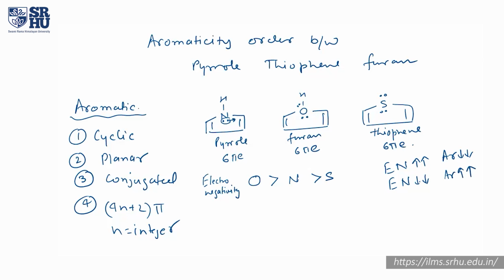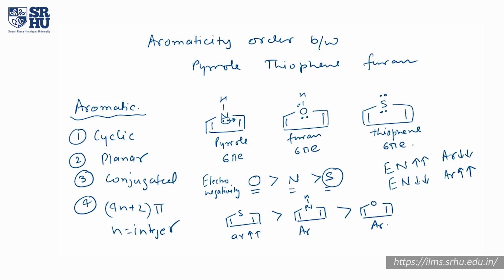So as you can see, oxygen has the highest electronegativity followed by nitrogen and sulfur. It means the one which is least electronegative will be the most aromatic. So hence thiophene is most aromatic. Its aromaticity will be the most, followed by pyrrole, which comes after thiophene in terms of aromaticity, and then followed by furan, which is least aromatic among all of them.